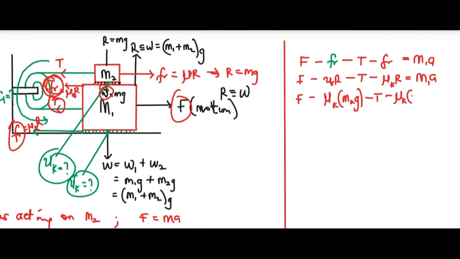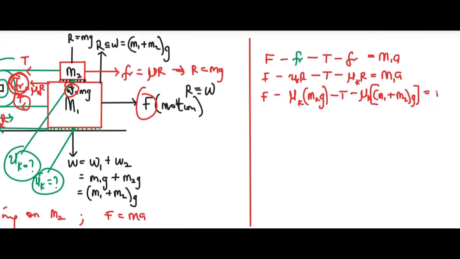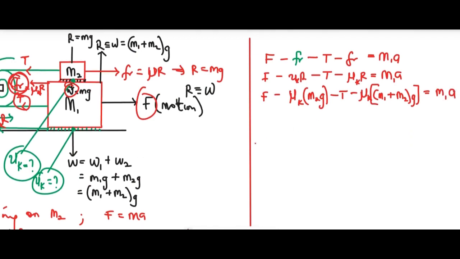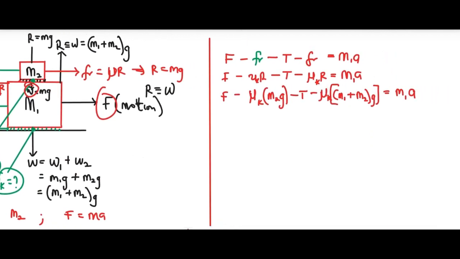So I have this R now is equals to that W, so I can say it is M1, or I have a square bracket, so I have M1 plus M2 into bracket of G, right? We'll have everything to be equals to minus M1A. This would actually mark my second equation. So this is what I'm expected to solve for the second scenario.